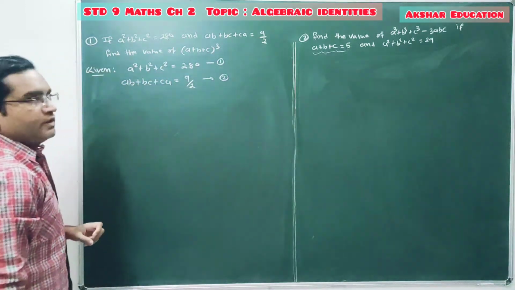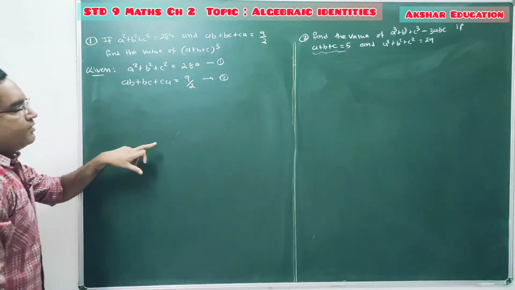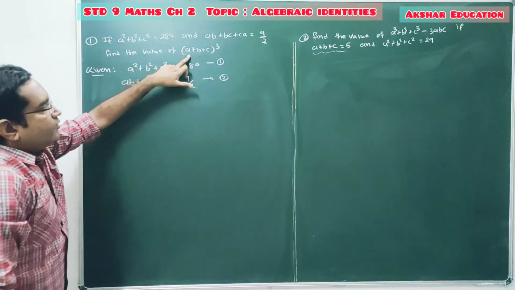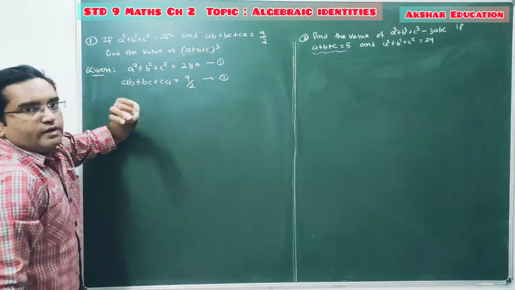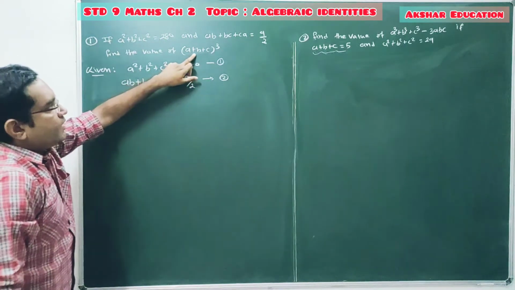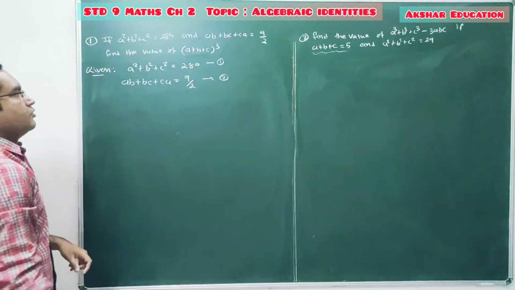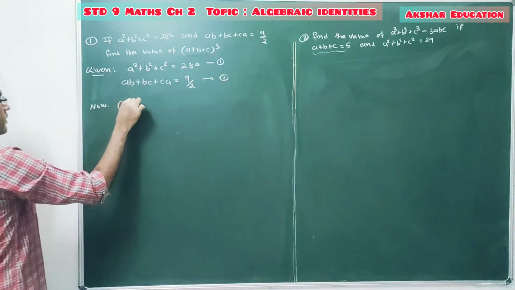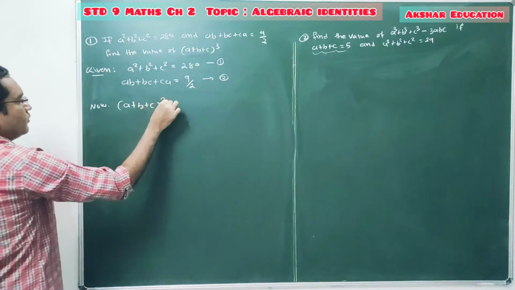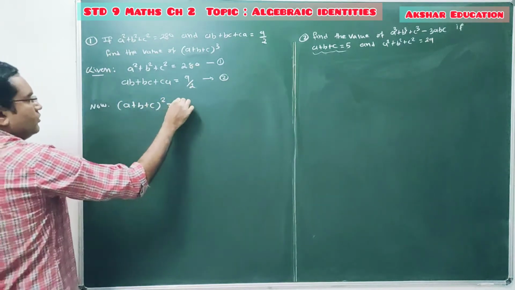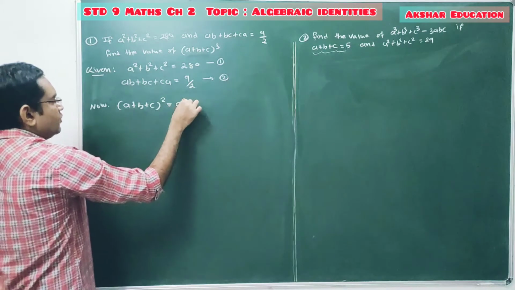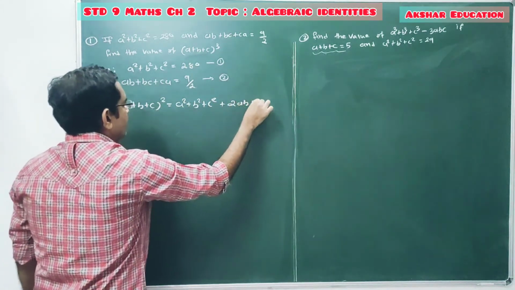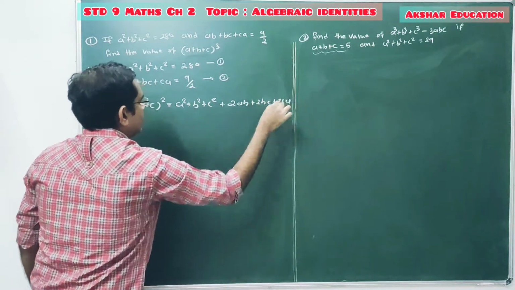Now, if we check our identities, we have the formula for a plus b whole cube and the formula for a plus b plus c whole square. But no formula is there for a plus b plus c whole cube. So for that, first we derive the value of a plus b plus c whole square. Clear? So that formula is a square plus b square plus c square plus 2ab plus 2bc plus 2ca.